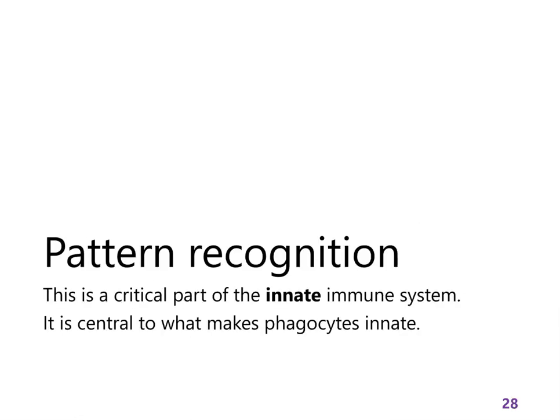So that was the immune system cells. Next, in the next video, we're going to think about pattern recognition and how those phagocytic cells know what they should eat. When do they do phagocytosis? How do they know? That is fundamental to the fact that they are innate cells. So I will see you there.